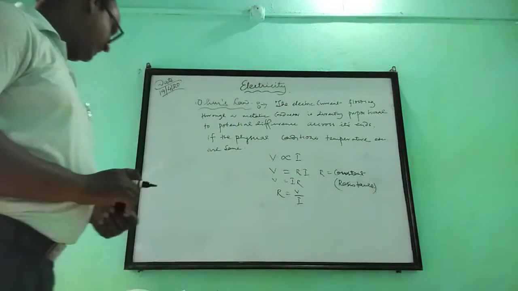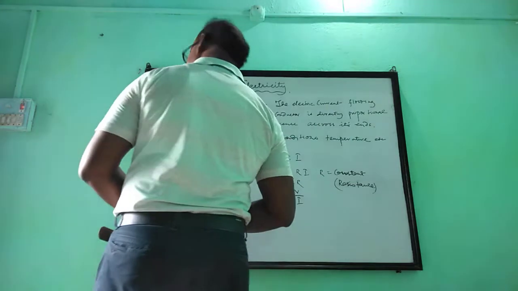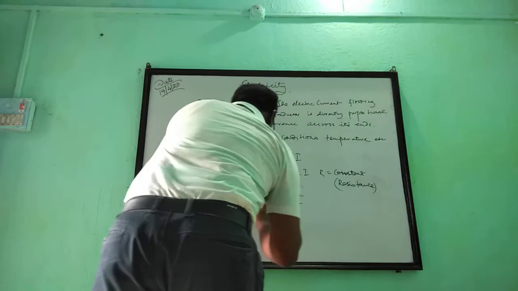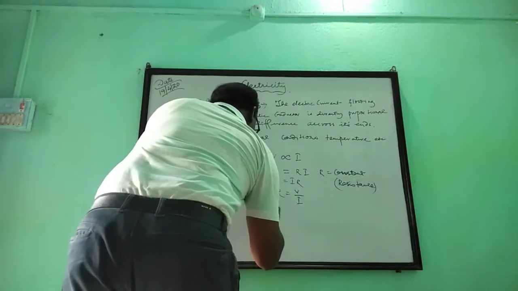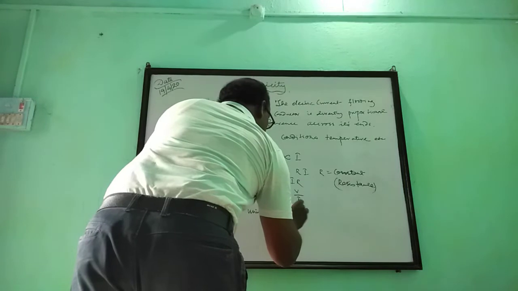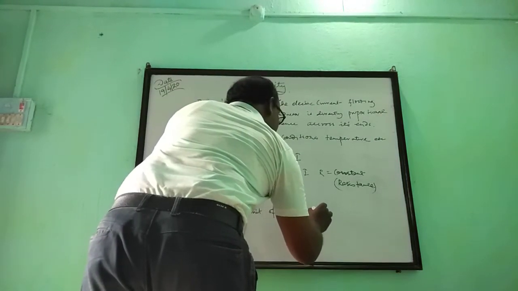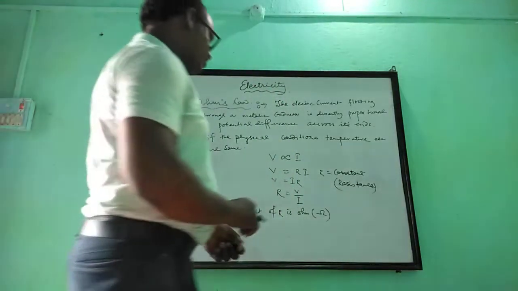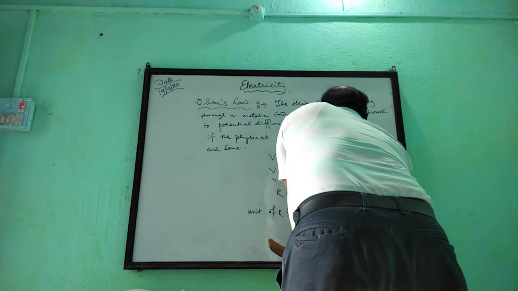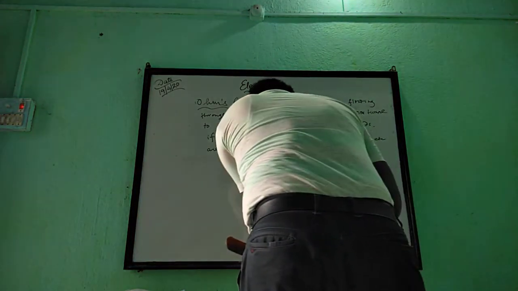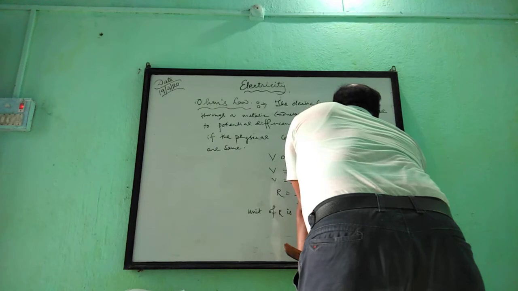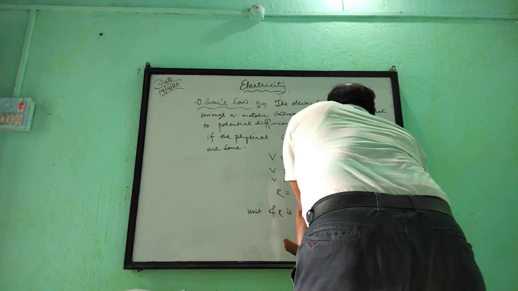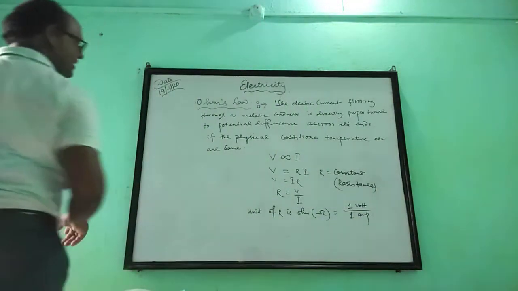Potential difference by current. The SI unit of R is ohm. The sign of ohm is like this. That is 1 ohm equals 1 volt by 1 ampere. This is Ohm's law.